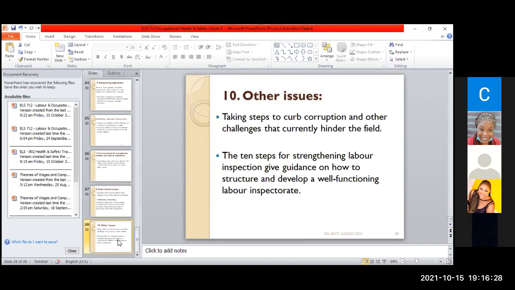And lastly, the other issues. Taking steps to curb corruption and other challenges that currently hinder the field. There's no doubt one of the banes of occupational health inspection is corruption.